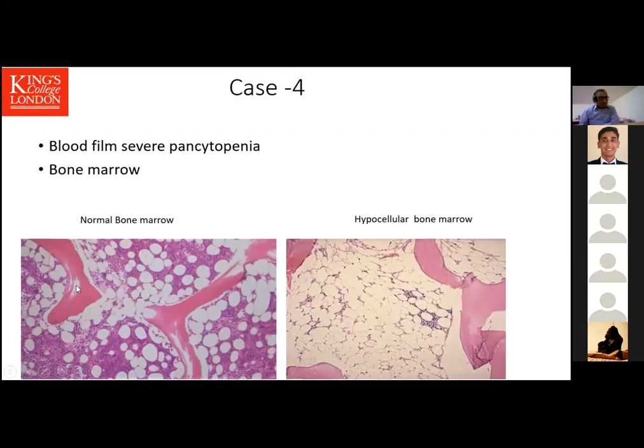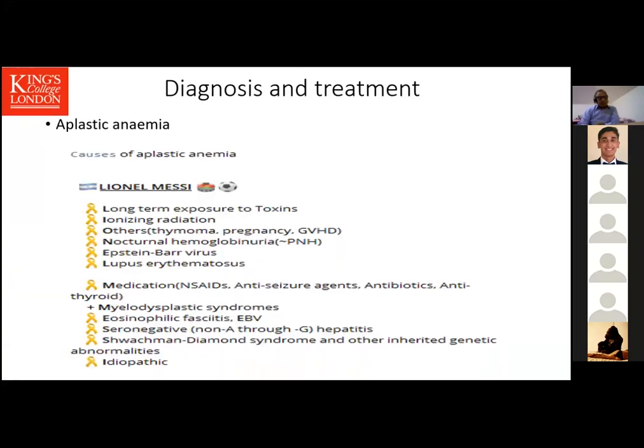Fewer fat spaces and a good, healthy production of the cells. But here we got nothing. It's a hypocellular bone marrow. So remember that this is aplastic anemia. Would you remember that? Young patient, I mean, it could be old also, but, and South Asian.